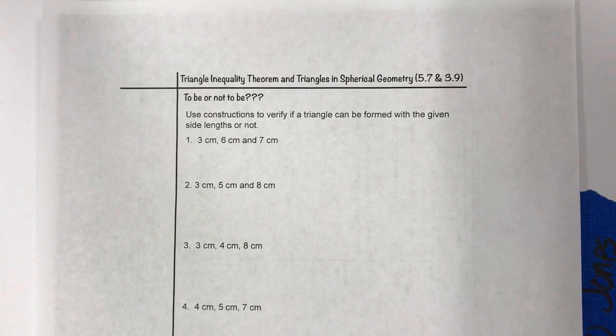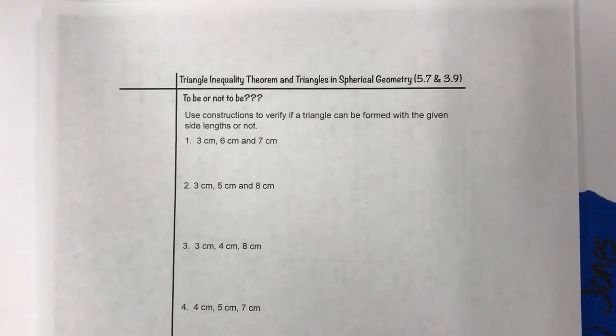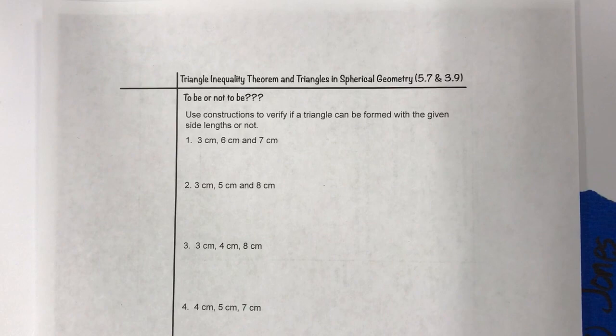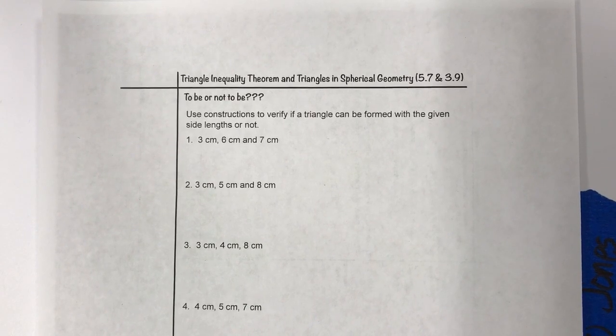So it's starting with three measurements, 3 centimeters, 6 centimeters, and 7 centimeters. And I would ask that you think for a moment and decide whether you think it might or might not make a triangle, even if you're just guessing right now because we haven't studied the rule yet. It's a good thing to think ahead about: do you think it's going to work or do you think it's not going to work?